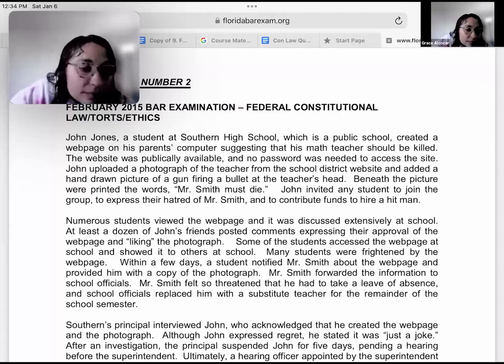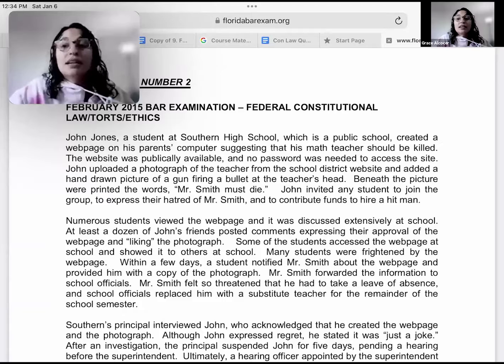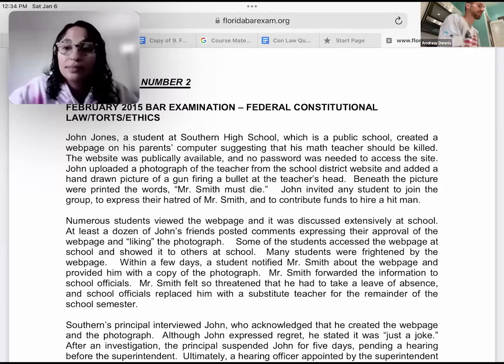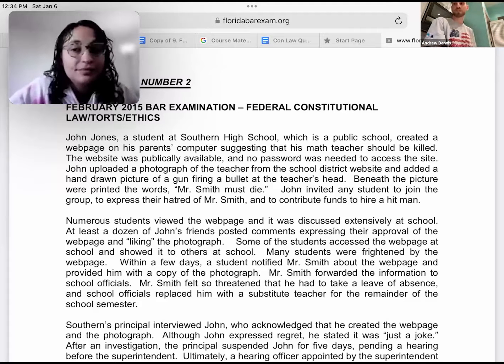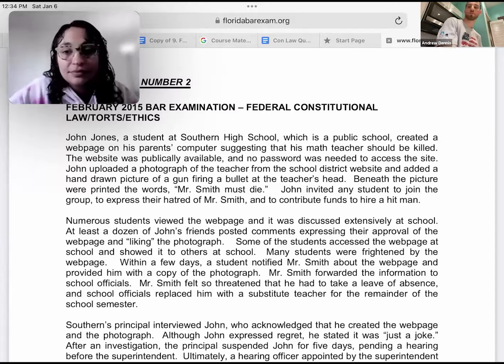It's the forum. State action, right? Yeah. This is state action. We're at a forum, sure.